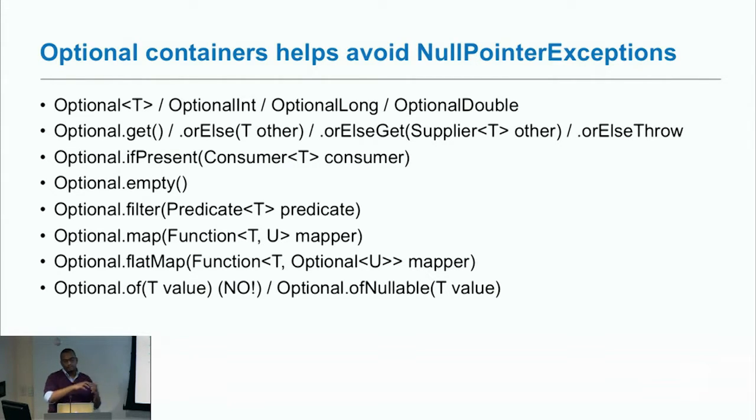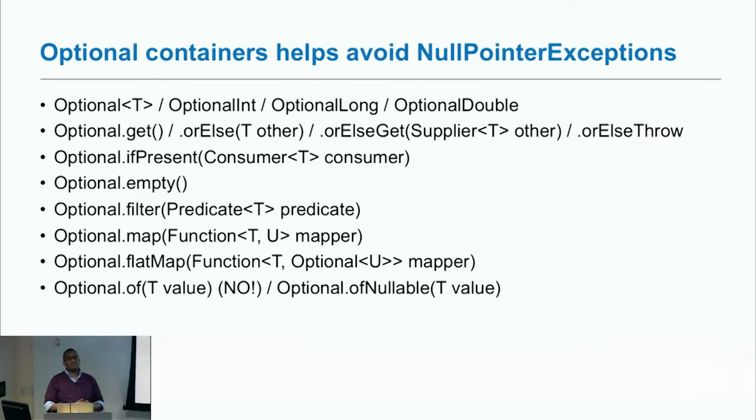In that case, the filter returns, upon success, either your box with the element, or an empty box back to you. You can also map from one type to another. Say you have a box that contains integers, you can convert that to a box that contains strings using a mapper function.